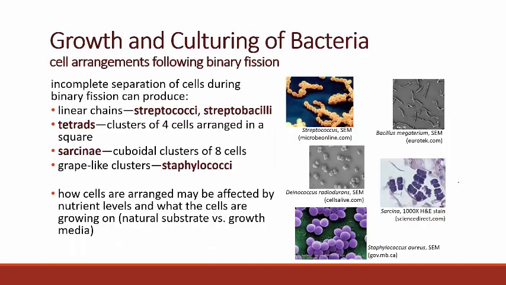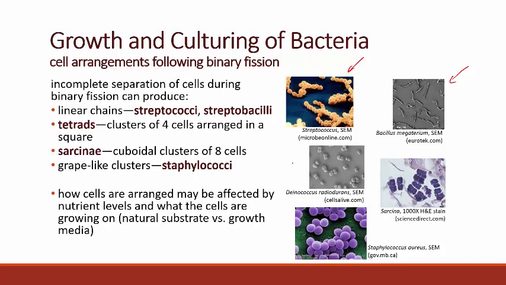Okay, so there is not always complete separation of the cells, and when the separation is incomplete, then we see the development of all the different arrangements of cells that we can see in bacteria. So here in Streptococcus, we can see that we get chains of the cocci. In streptobacilli, and here our example is Bacillus megaterium, we can see that the bacilli wind up being linked together in chains.